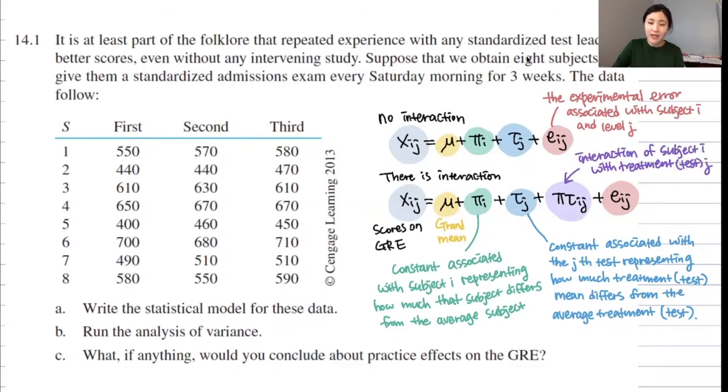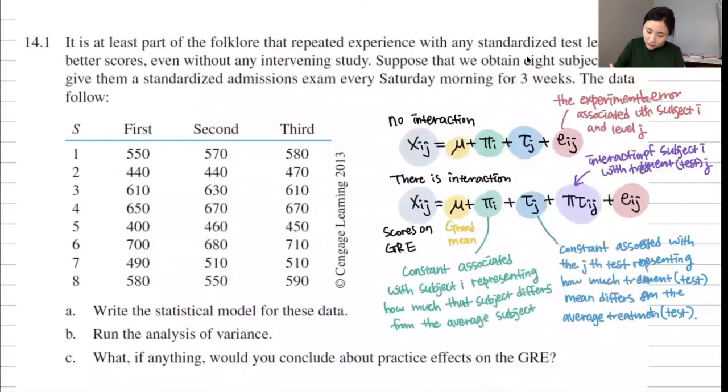You can find the related slide in Unit 8, repeated ANOVA, Part 1, slide number 28. Let's go over letter B.